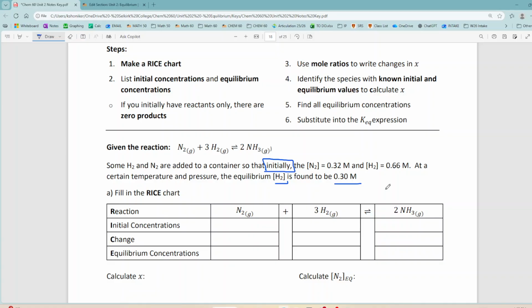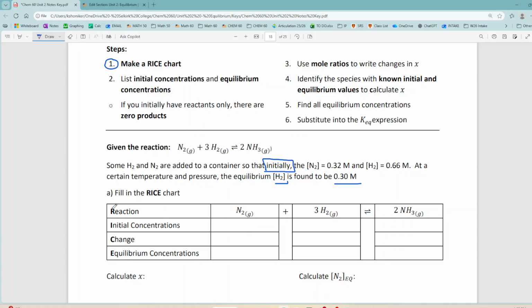The steps to follow to solve these type 3 questions are, first step, to make a RICE chart. A RICE chart is something that we use anytime that we're comparing initial to equilibrium concentrations. So we haven't needed this yet because in type 1, all they gave us was equilibrium concentrations. In type 2, they sort of gave us initial concentrations only, although it wasn't necessarily initially. It was more like at time t. But they only really gave us one row. In type 3, they're going to give you some combination of initial concentrations and equilibrium concentrations.